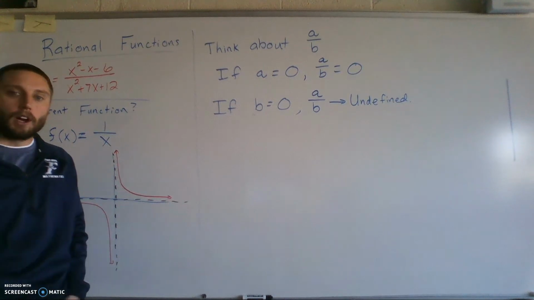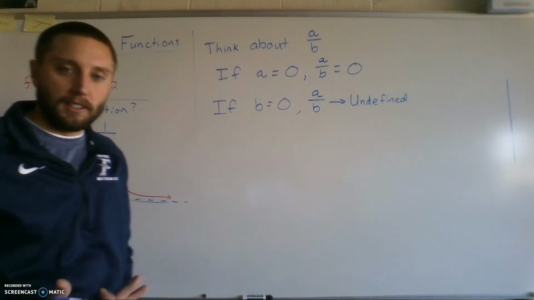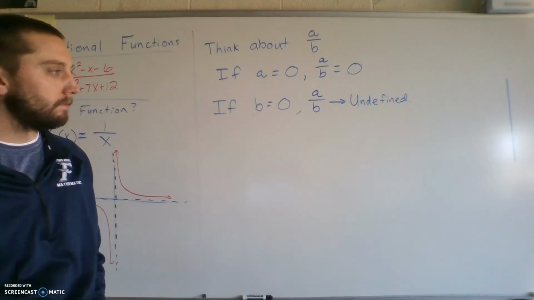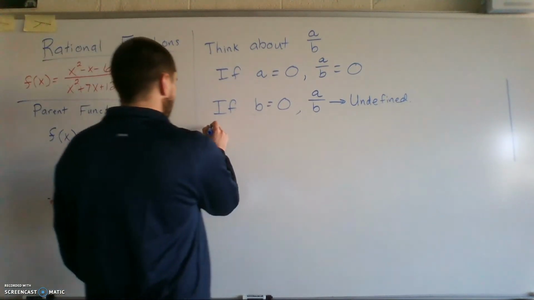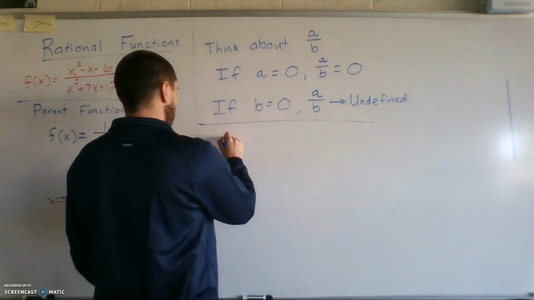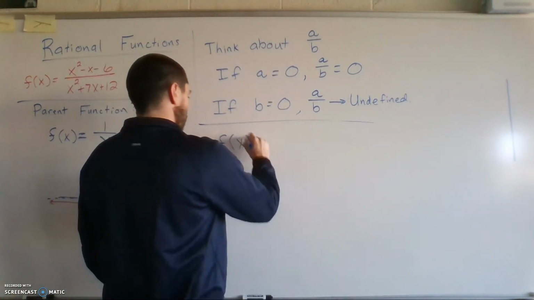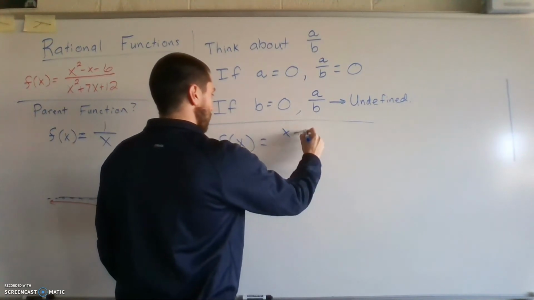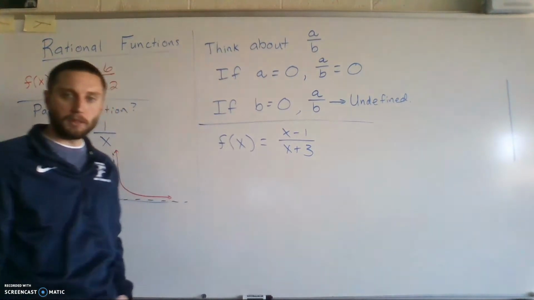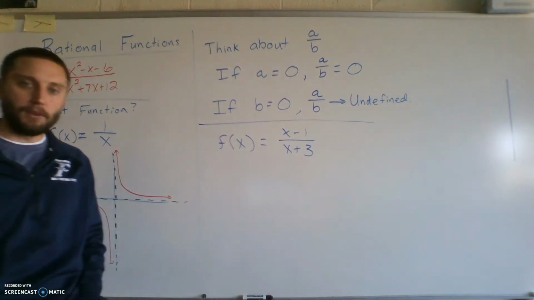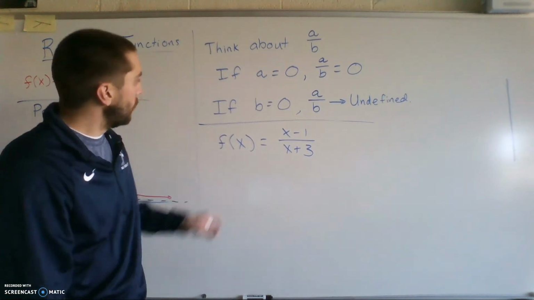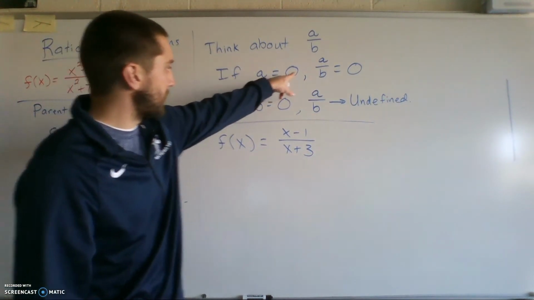Because we'd have some number divided by 0, which is undefined. So how does that translate into a graph? Well, let's look at a nice, easy example here. So let's start with f of x equals x minus 1 over x plus 3. So let's break this down and see if we can figure out what's happening in this function.